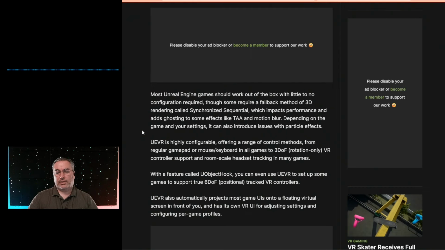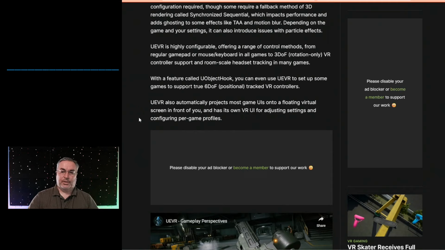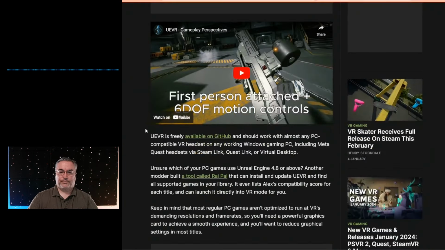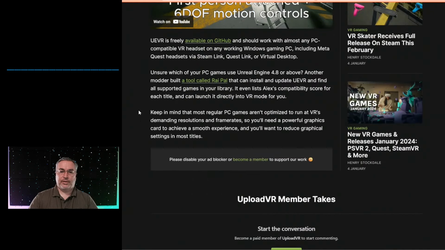Depending on the game and your settings, it can also introduce issues with particle effects. There's other things. The degrees of freedom, the 6 degrees of freedom here. Sometimes the tracking with those 2D objects that I was talking about gets detached a little bit and the gun ends up floating, or the object ends up oddly out of reach or whatever. But if you are into VR, you cannot go wrong with this, particularly with Unreal Engine. If you are interested in Unreal Engine games, you'll love this.